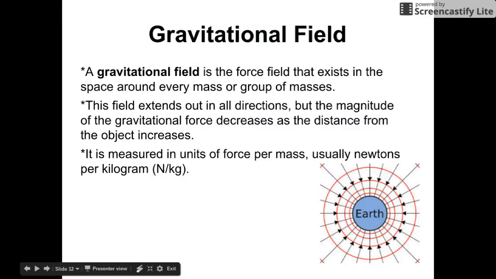Now, a gravitational field is basically just the force field that exists in the space around every mass or group of masses. So even though you're sitting here and not being pulled towards all these people around you, there is a gravitational field around you and around everything that is nearby you. Now, it goes in all directions, but if you get things further away, then you have less gravitational force. Now, we measure this in newtons per kilogram in this gravitational field.